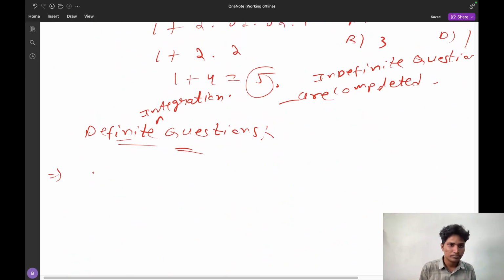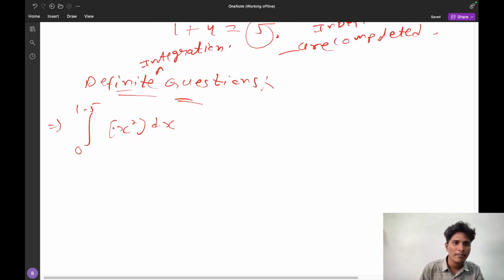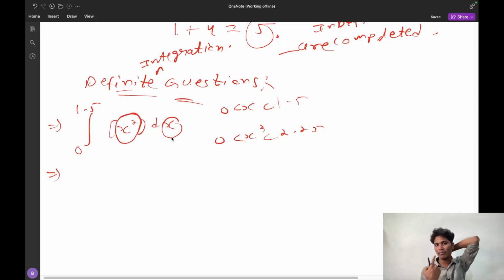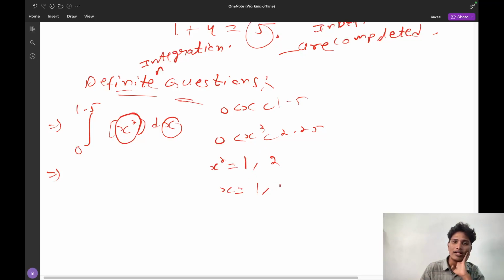The first question is the integral from 0 to 1.5 of the step function of x square dx. Very important question. The main point is that x goes from 0 to 1.5, so x square will go from 0 to 2.25. The step greatest integer function breaks where x square is an integer, that is at 1 and 2. So x is 1 and root 2.